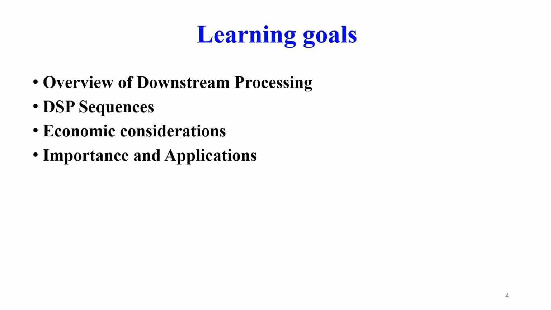Today we are going to discuss the first lecture, what is the importance of downstream processing. There we will be discussing first what is downstream processing, its overview, then what are different sequences or different steps in downstream processing, and why it is important, what are the economic considerations involved in effective and efficient downstream processing. Then we will summarize the importance and applications of downstream processing.